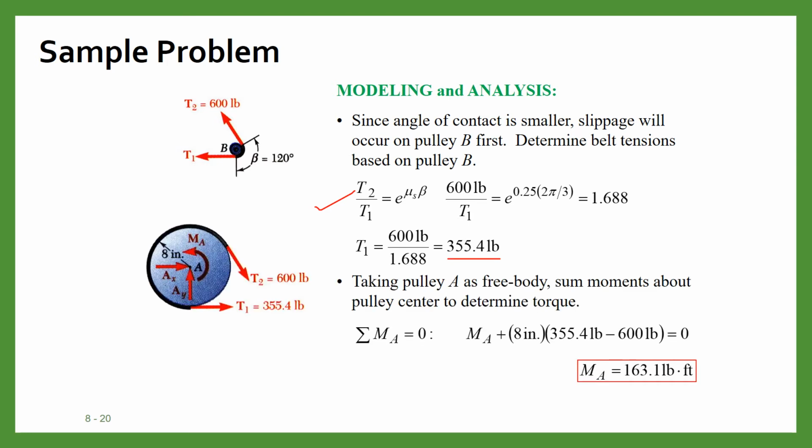Now let us make the balance on the bigger pulley. So this is the free body diagram of the big pulley. By summing the moments about A, we have M A, and we will have the moments because of these two tension forces, T1 and T2, and this 8-inch is the diameter of the pulley. So M A plus 8, and this is the resultant of these tension forces. Finally the moment comes out to be 163.1 pound foot.